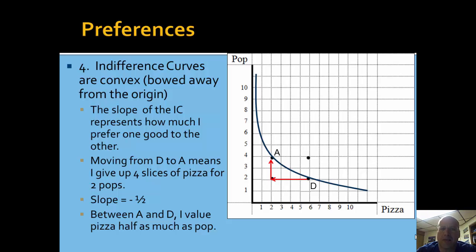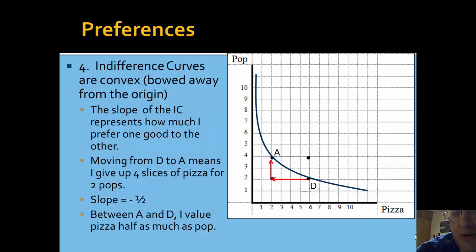The next thing that's important to consider is to recognize why we've drawn the indifference curves with the shape we have. Why have we drawn them in a convex shape where they're bowed away from the origin? What I want you to do is to recognize what the slope of the indifference curve represents. This is important. The slope of the indifference curve represents how much you would be willing to trade of one good to get some more of the other. So how much do you prefer one versus the other?